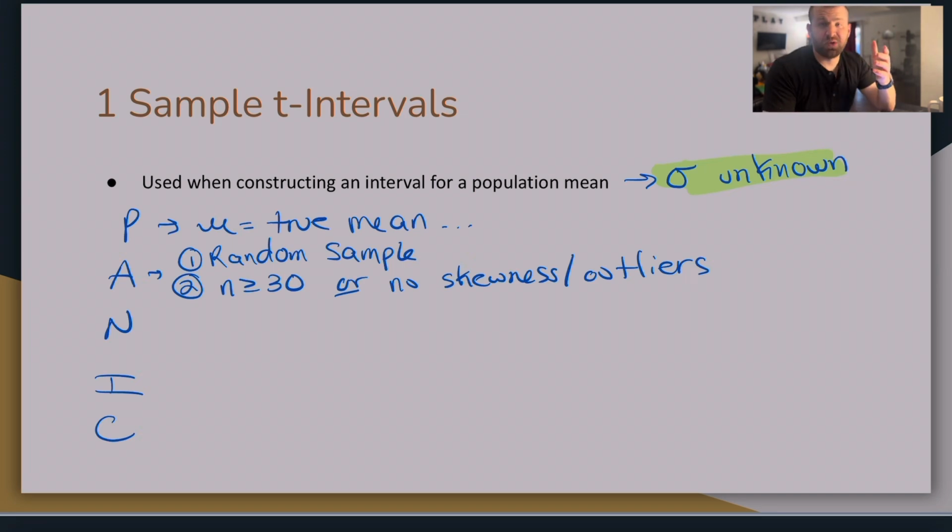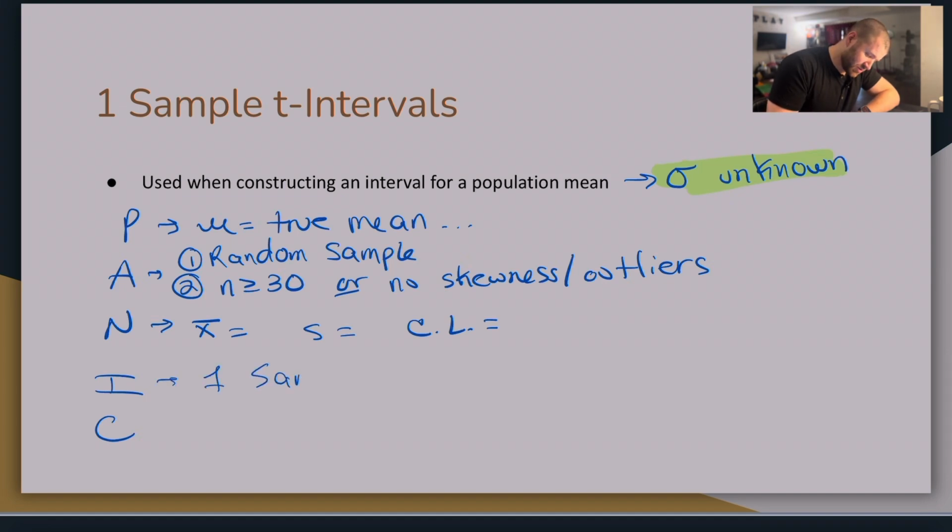That's also very important. The other thing you may see is a sentence that says you can assume that the condition for normality is met. If you see that, that is also perfectly fine. For my numbers, I'm going to list my x bar, which is my sample mean, s, which is my sample standard deviation, and then my confidence level. The interval is a one sample t-interval.